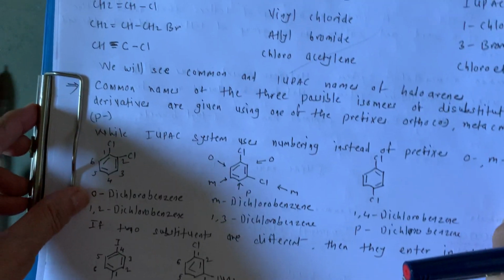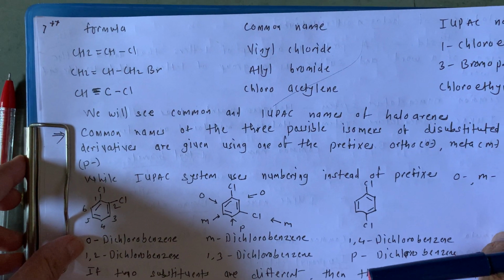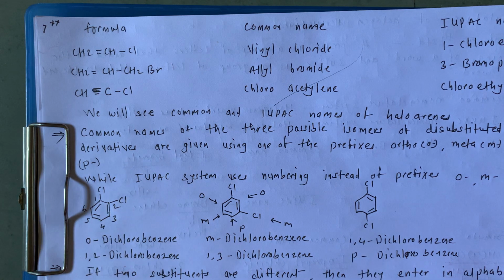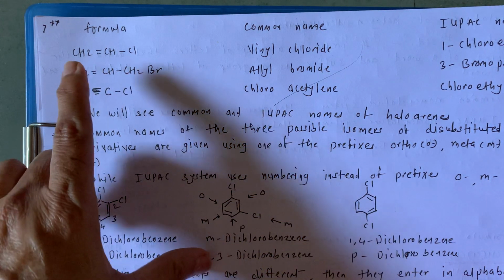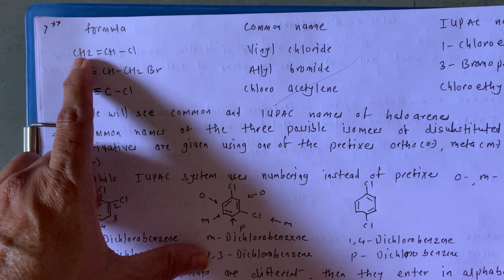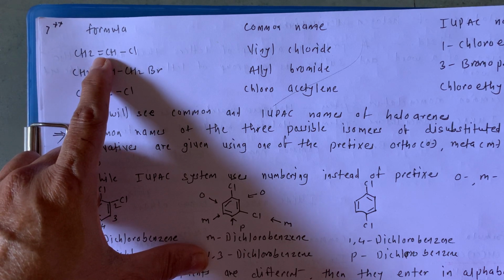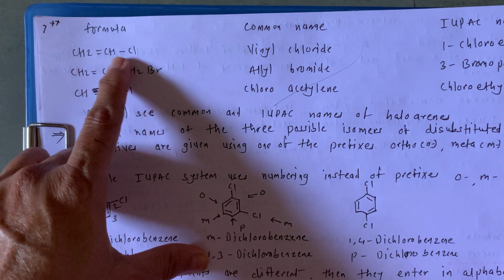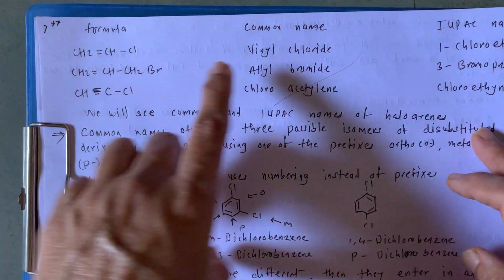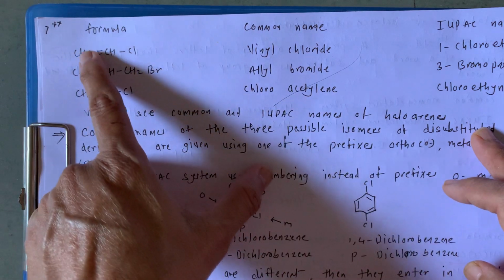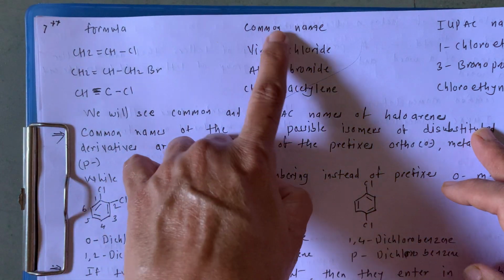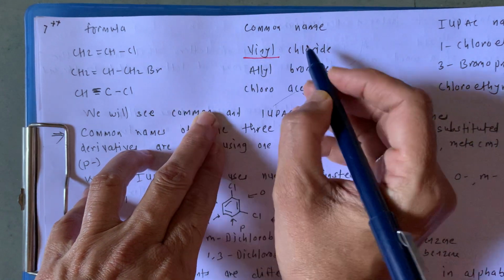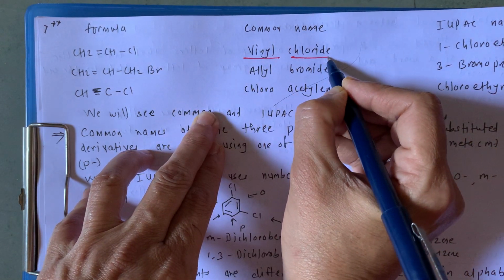These are very specific examples. Okay, and these are again very important because they always ask for the odd man out. So now here it is only 2 carbons and there is a double bond. This is our simple ethene derivative and there is chlorine attached. But in common nomenclature, this CH2=CH group is known as vinyl. Okay, and there is chlorine attached, so this is vinyl chloride.